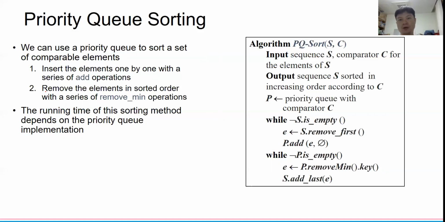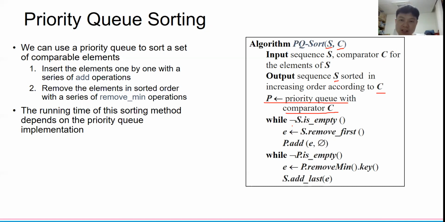finding the minimum. If I want to do the sorting, I have the sequence S and comparator C. The output will be a sequence S with sorted elements in increasing order according to C. C is something like ascending or descending. P is the priority queue with comparator C, for example less than or equal to, or greater than or equal to. It depends on that comparator.